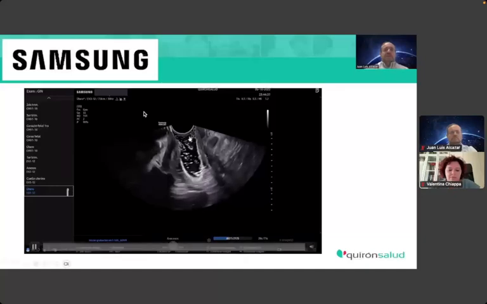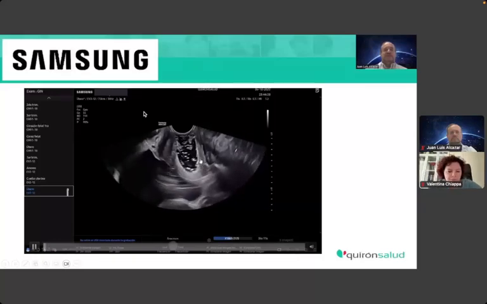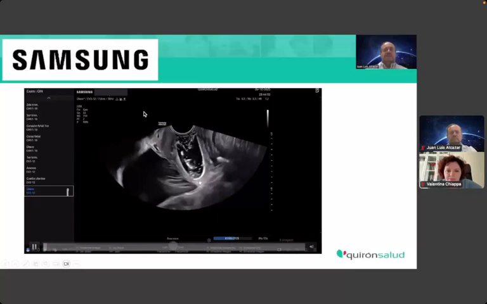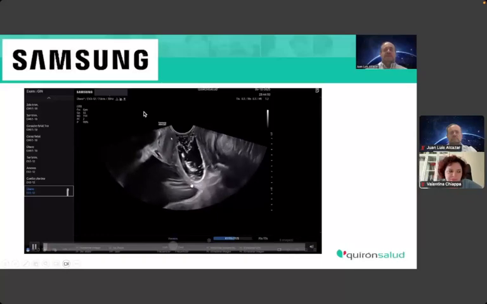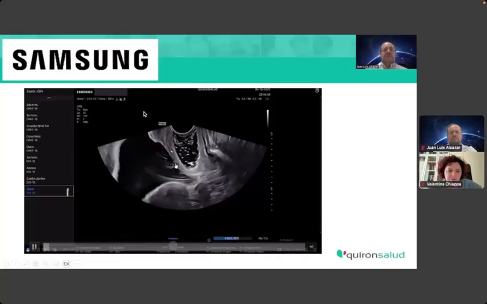So we start. This is with gel in the vagina. You see the urethra right there. This is the posterior vaginal wall. This is the anterior vaginal wall. This is the anterior vaginal fornix. This is the bladder you see here.